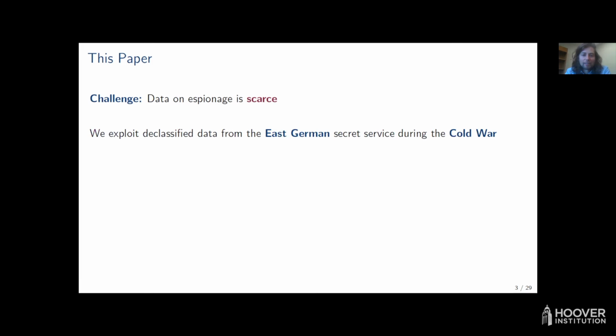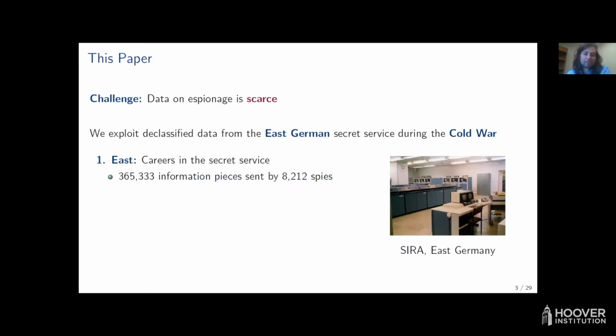And I'm German myself. The Germans are very particular sometimes. They like to keep track of everything. And so they did that in this case as well. And so what we have is the complete archive of 365,000 information pieces that were sent to East Germany by about 8,000 spies.